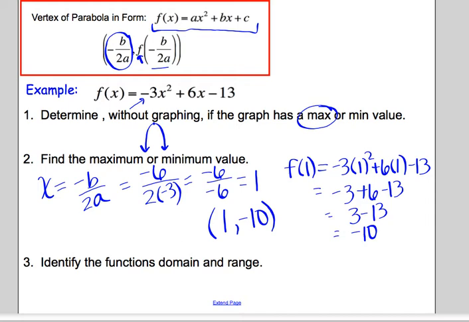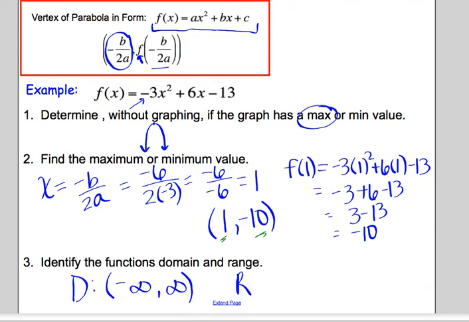Now, if I ask you where is it, you would tell me 1. If I ask you what is it, you would tell me negative 10. And if I ask for the coordinates of the maximum or minimum value, you'd say 1, negative 10. The final part here, we want to identify the function's domain and range, the last piece of this question. Now, if the vertex is at 1, negative 10, and it's a parabola, we know for a fact that the domain of parabolas are all real numbers, so we'll say negative infinity to infinity.